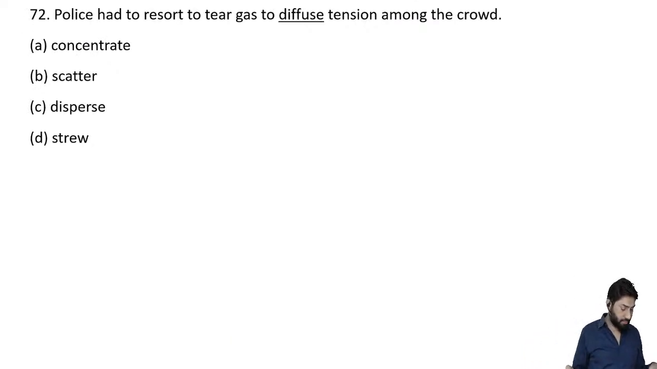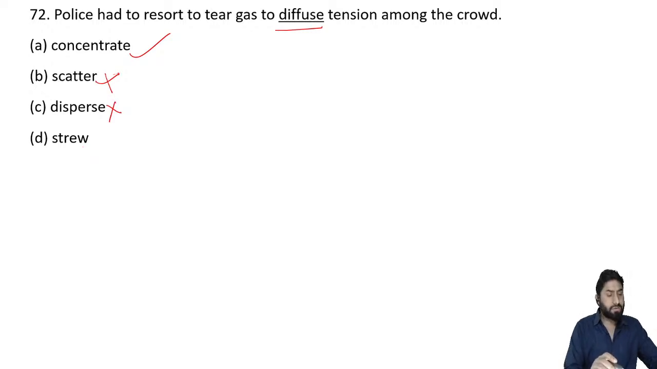Next, सो देख लो भाई, अगला is typed properly. Police had to resort to tear gas to diffuse tensions among the crowds, concentrate. सो डिफ्यूज का मतलब ये होता है, spread, reduce, something like that. Diffuse tension among the crowd. Options भी सारे वही हैं, properly typed: concentrate, scatter, disperse, strew. इसका फिलहाल हमें ऑपोजिट चाहिए डिफ्यूज का, right. सो स्कैटर तो इसका सिनोनिमस हो गया, डिस्पर्स भी इसका सिनोनिमस हो गया. स्ट्रू is actually not used in this sense. Yes, that's the answer, A, right?